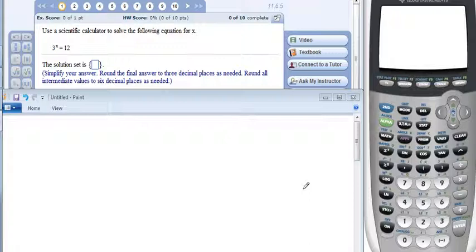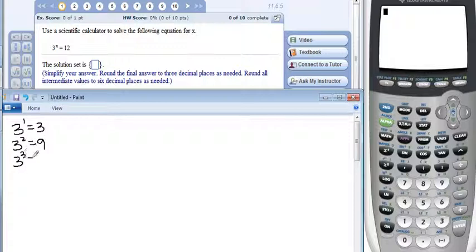We need to use a scientific calculator to solve the following equation for x to 3 decimals. Well, let's see, what do we have here? We know that 3 to the first power is 3, 3 to the second power is 9, and 3 to the third power is 27. So my answer is going to be somewhere between 2 and 3, right?